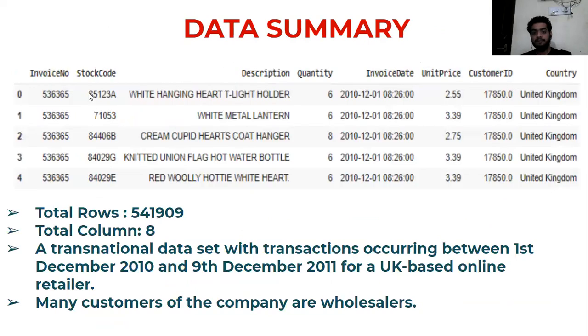Next is our data summary. This table shows the top five rows of the dataset. In total, 5,41,909 rows are present, and there are a total of 8 columns, that is 8 variables, in our dataset. This is a transactional dataset with transactions occurring between 1st December 2010 and 9 December 2011 for a UK-based online retail store. Many customers of the company are wholesalers.